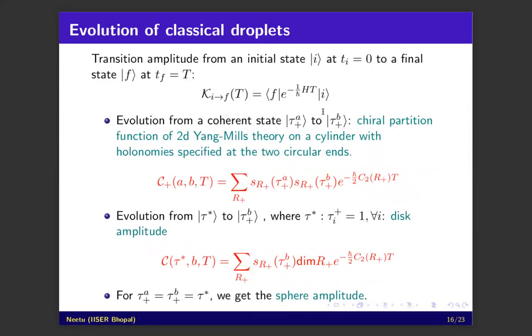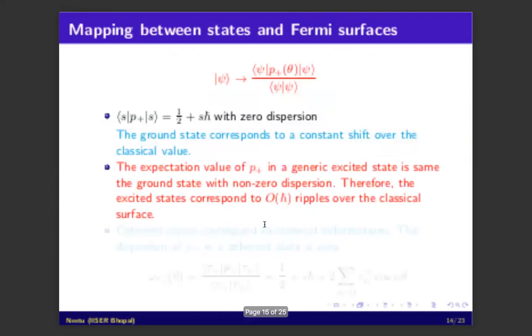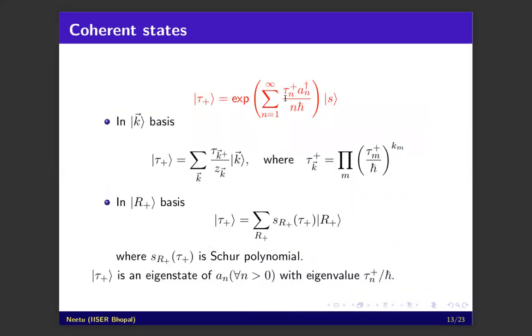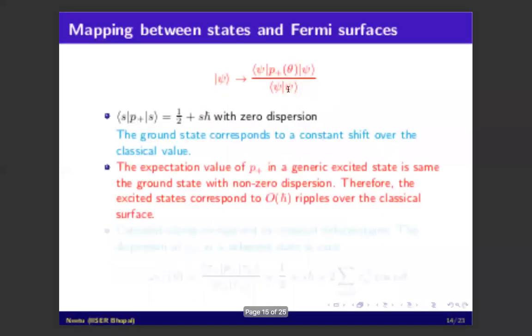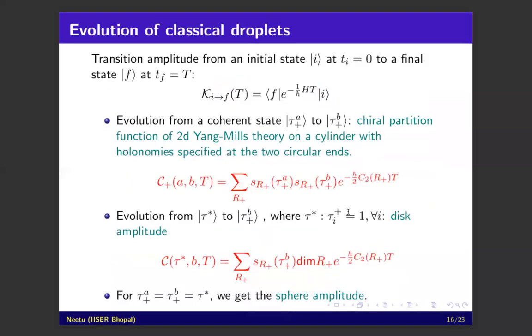Here, for example, if I take two generic states, tau and tau bar, I get a cylinder amplitude. Then there are specific states which correspond to a specific choice of these parameters tau n, which are arbitrary parameters. If we choose all these to be one, then we get a specific coherent state, and the evolution from that state to a generic coherent state will give us the disk amplitude. So these are observations, not a given recipe for a Riemann surface.